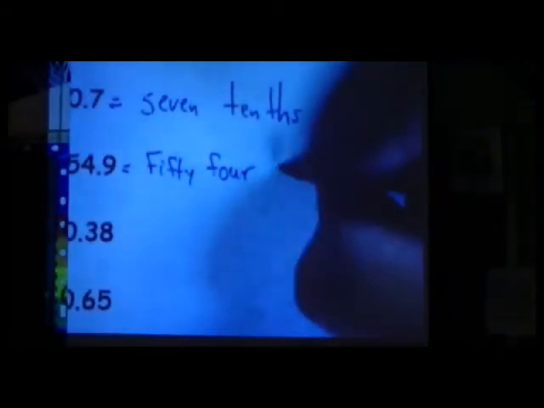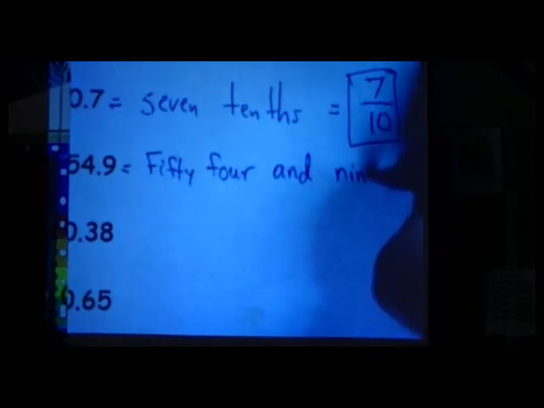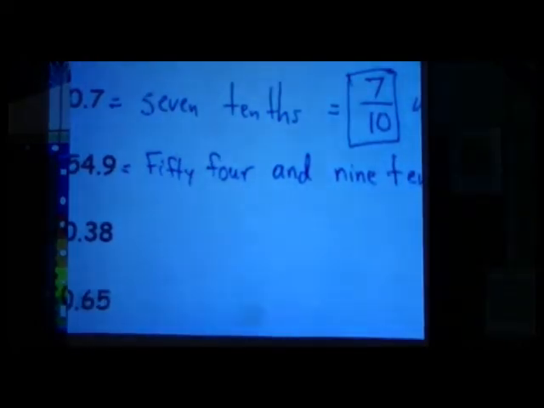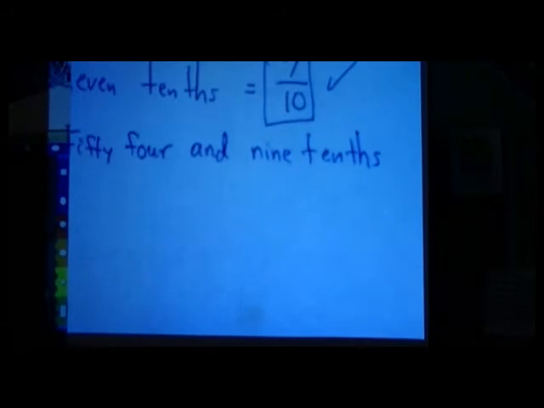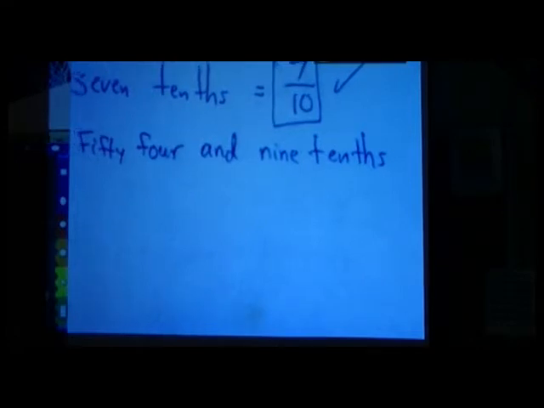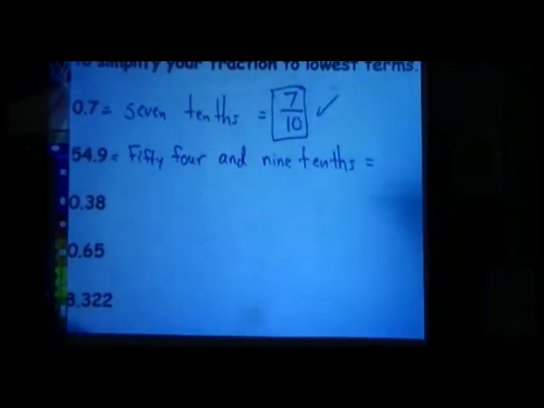54 and 9 tenths. Okay, now that I have that in word form, all I have to do is write it as a fraction. So I'm going to zoom out a little bit so we can see a little bit more of this paper, and I'm going to let it refocus. There it is. Okay, so now I'm going to write it as a fraction.